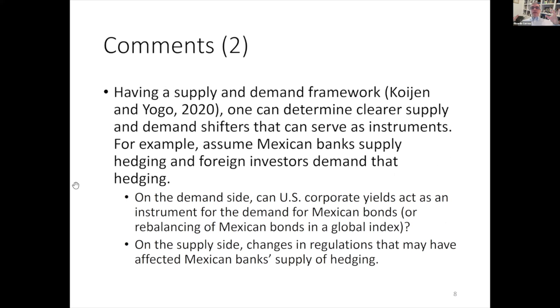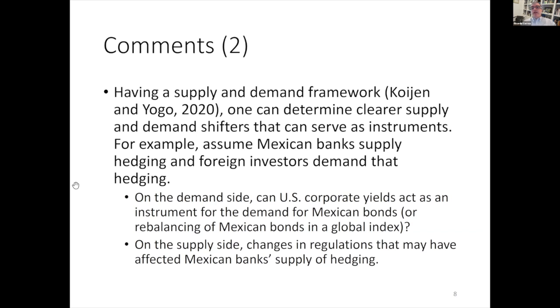So now, if you have the setting, then you can think about a supply and demand framework like Koijen and Yogo, right? And so look at these supply and demand curves and see how those are pricing different assets. In this case, the forward, the FX swap, and so on and so forth. And then you can start thinking about, okay, so what are your supply and demand shifters? So take the example where the Mexican banks are supplying hedging and the foreign investors are demanding hedging.